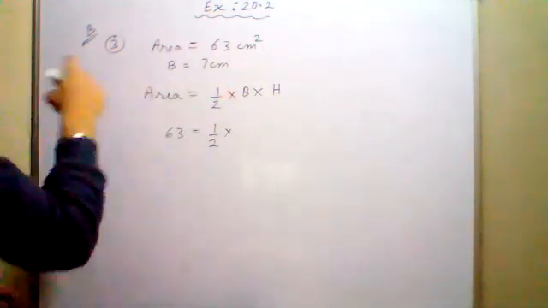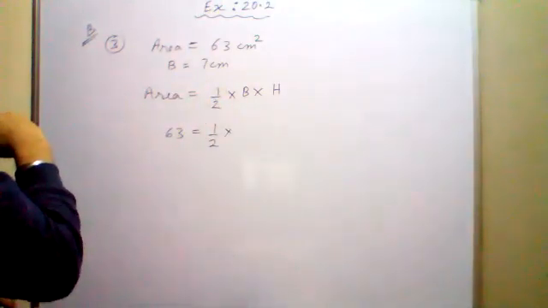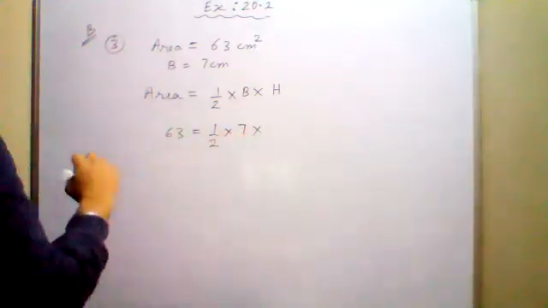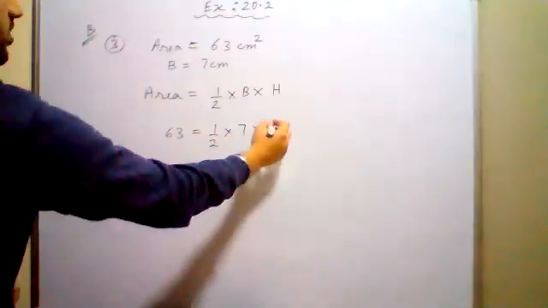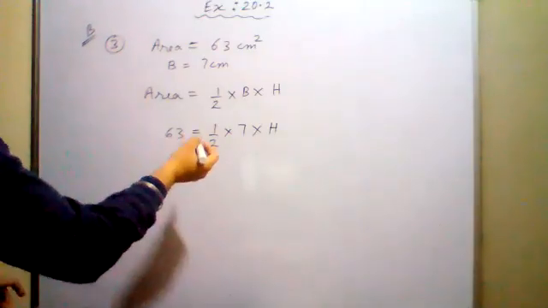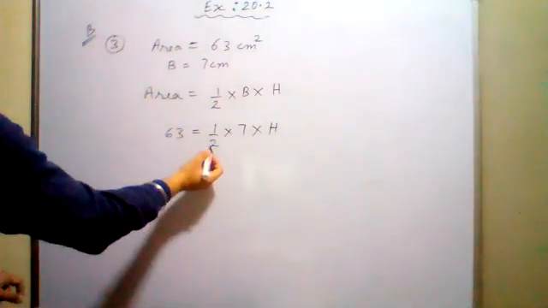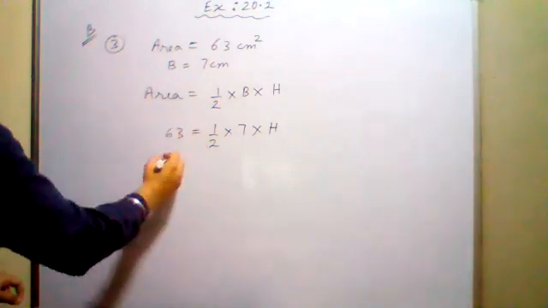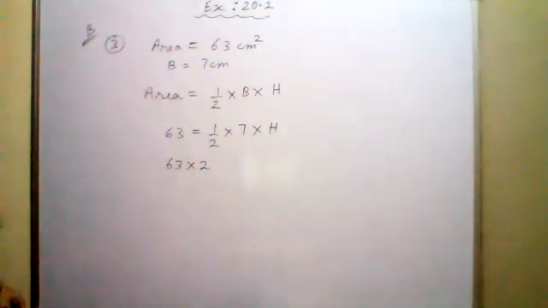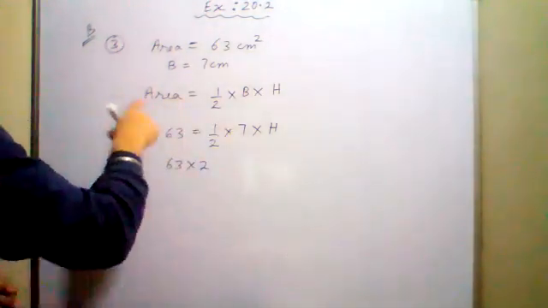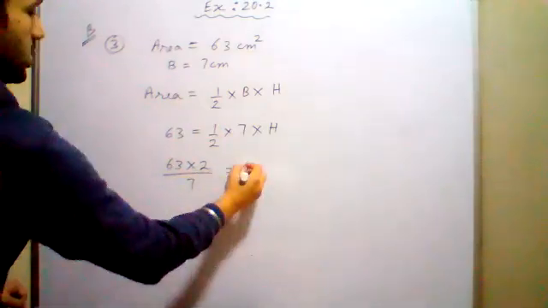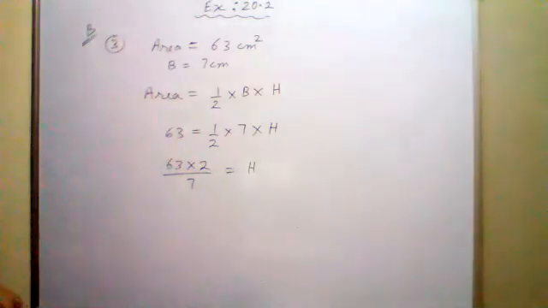Base की जगह क्या लिखना है मुझे? Tell me. What should I write in place of base? 7. Very good. Height is given or not? No, sir. Not given. So height की जगह h लिख देंगे. Okay. Now what? बिल्कुल same वैसे ही solve करना है. 2 is in denominator. तो 2 जाएगा कहाँ पर? In the numerator. Multiply by 2. 7 is in numerator. 7 कहाँ जाएगा? Denominator. Equal to क्या बचा? H. Clear?